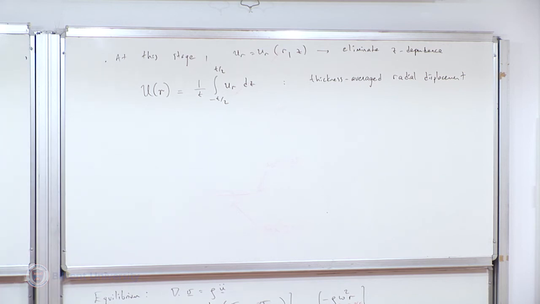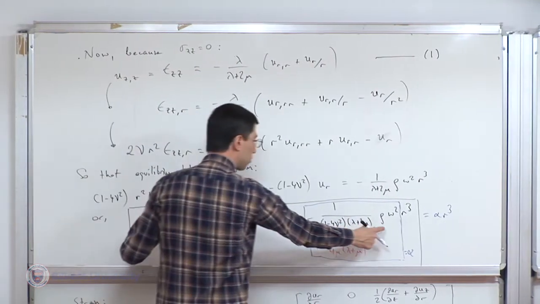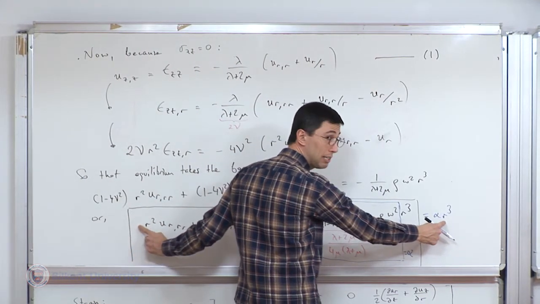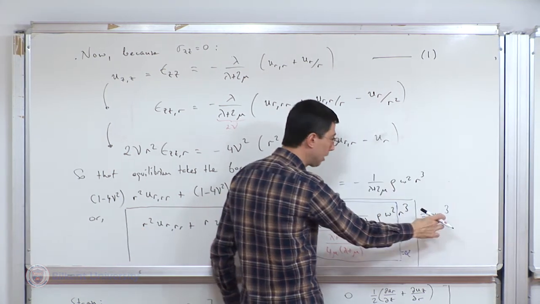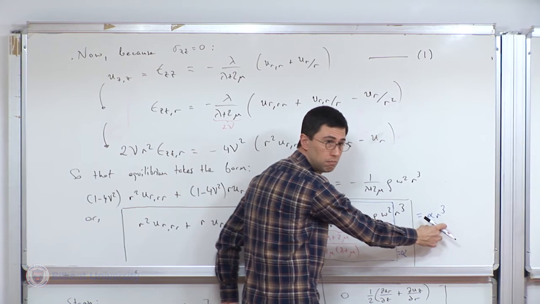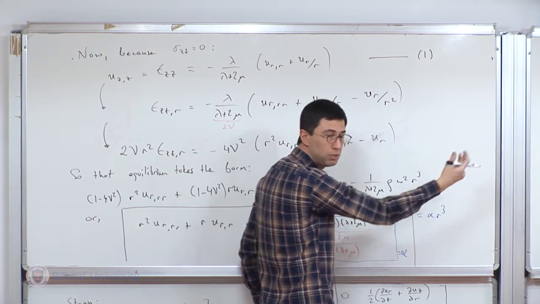Now, if you look here, and if I do thickness averaging on both sides, first of all, the right-hand side depends only on r. So if I integrate over z and divide by t, I get the same term. It's a constant with respect to z, at least.